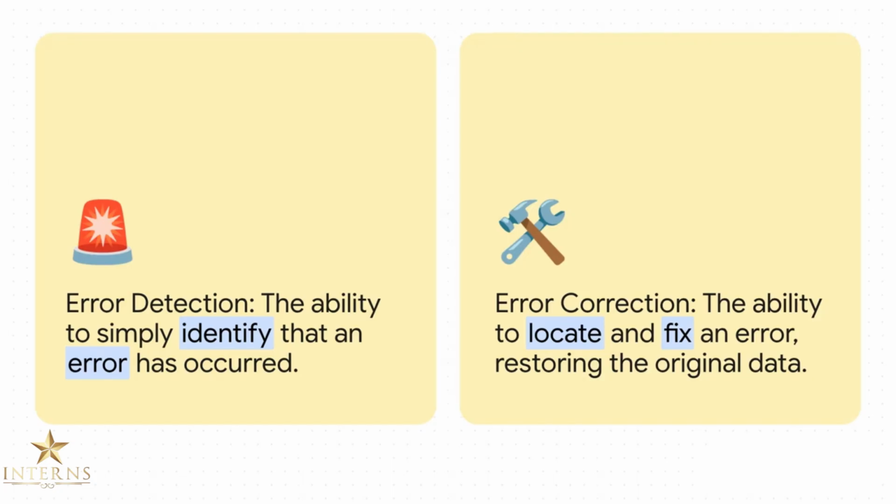And this whole redundancy thing gives us two powerful levels of defense. First up, you've got error detection. Think of that like a smoke alarm. It just screams, hey, something's wrong here, something's not right. But then you've got error correction, and that's the real game changer. That's like the fire department. They don't just hear the alarm. They know exactly which room the fire is in, and they've got the hose ready to put it out.